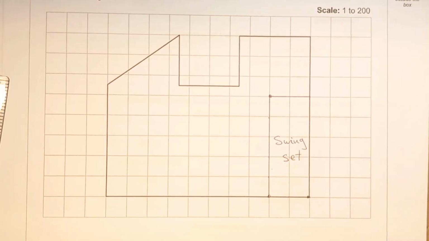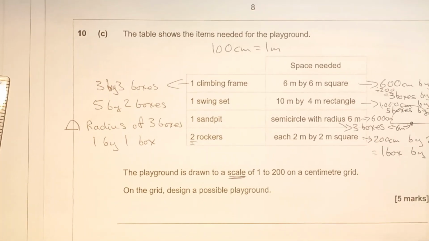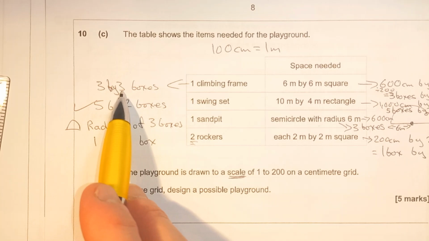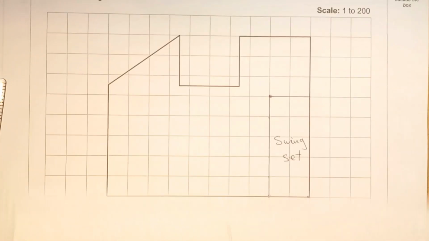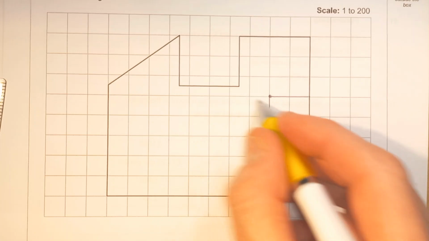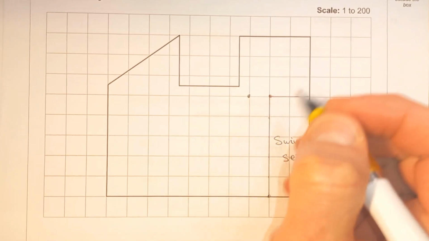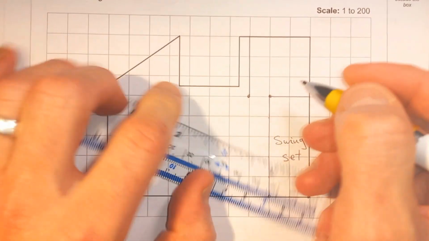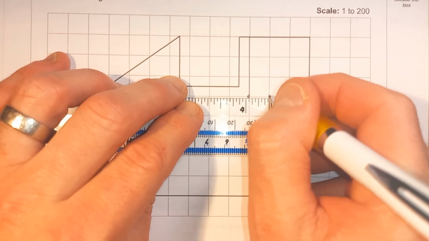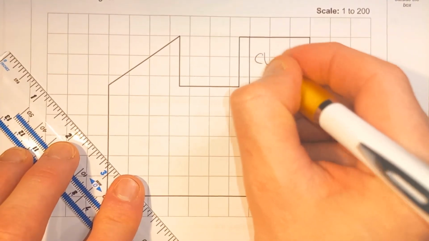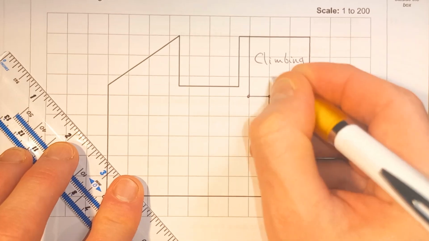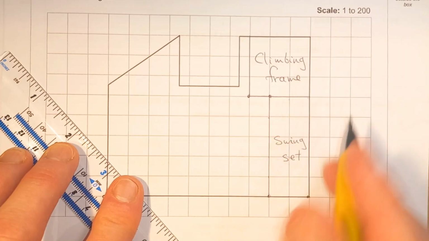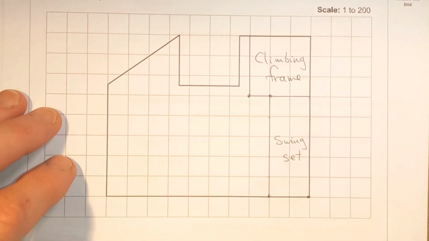Okay. Then the next biggest thing we had, so we've done this one. It's probably the 3 by 3 boxes for the climbing frame. Well, actually, we've got a nice little corner up here. I mean, it might feel a little bit squished, but we want to make sure we fit everything in. We can always move it afterwards when we've seen exactly how much space we've got. So this is going to be our climbing frame, which is 1, 2, 3 boxes by 1, 2, 3 boxes. All right, we can tick that one off.